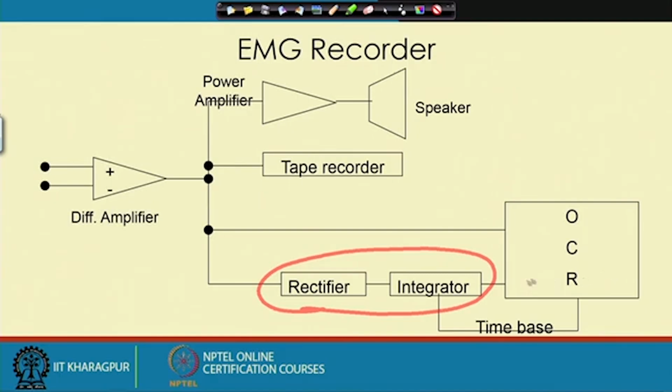And when we look at the CRO, we are able to see the change of the strength of the signal over time. So, it gives us more information about the signal. That is another mode of visualizing the EMG signal or EMG recordings.